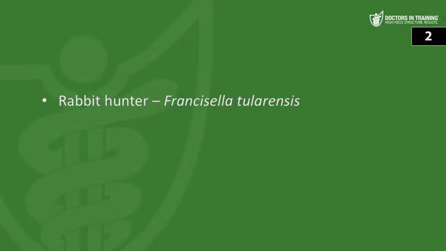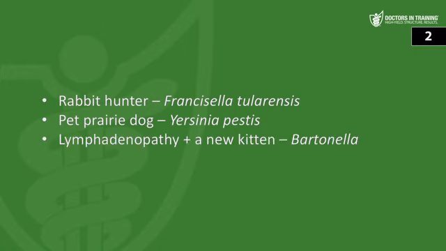Next question, what organism is associated with each of the following clues? First one is rabbit hunter. That's going to be Francisella tularensis, so if you see rabbits on a test, think of tularemia. Pet prairie dog is going to be Yersinia pestis. I'm not sure how many people have pet prairie dogs. Lymphadenopathy plus a new kitten. That's going to be Bartonella, so that's cat scratch disease. Dog bite is Pasteurella multocida.